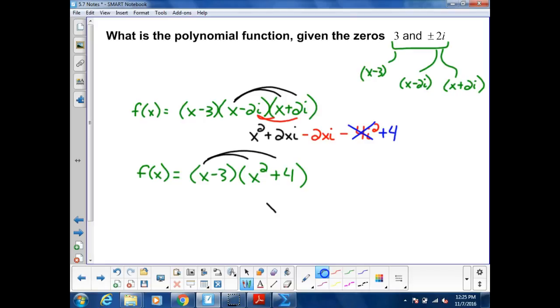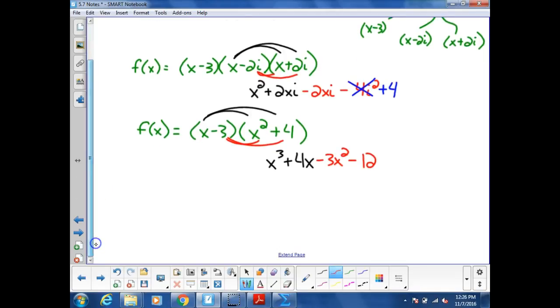That gives me x cubed plus 4x minus 3x squared minus 12. Right? So f of x here is equal to x cubed minus 3x squared plus 4x minus 12.